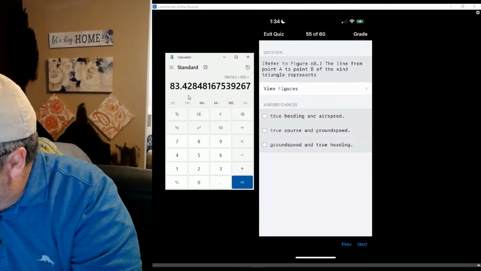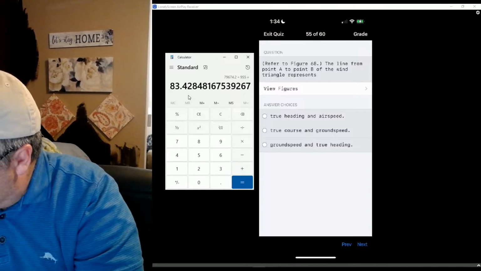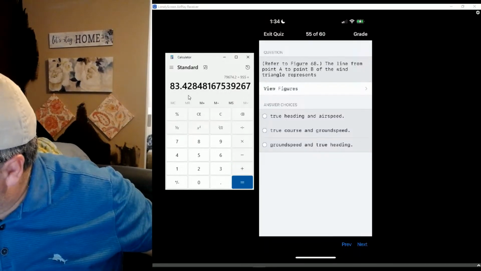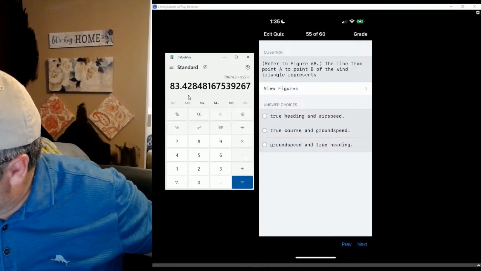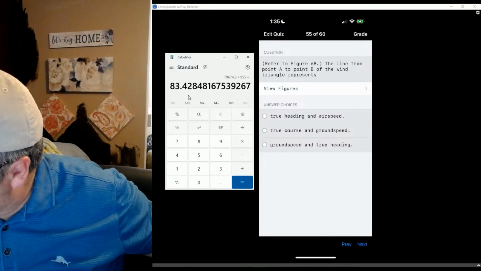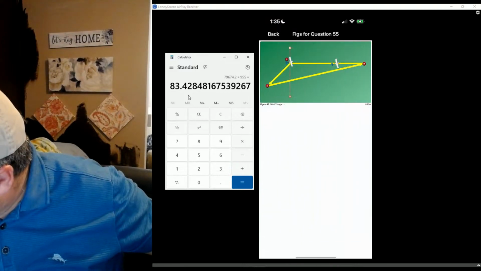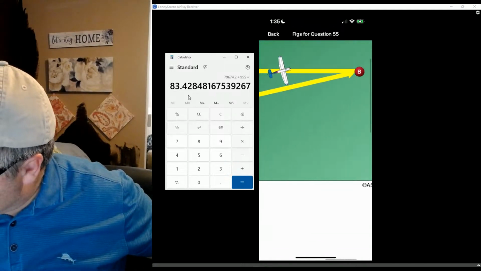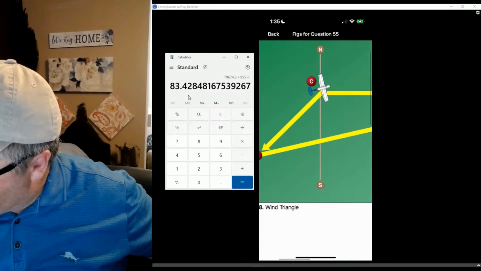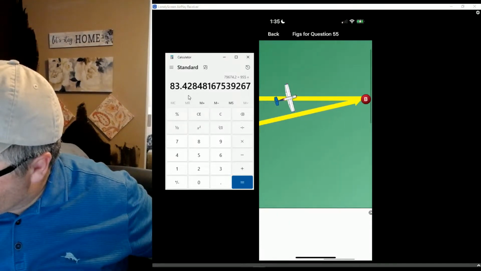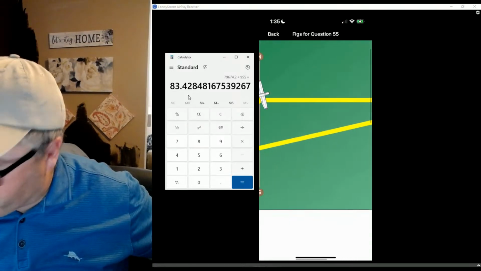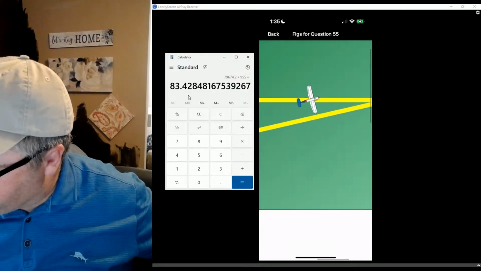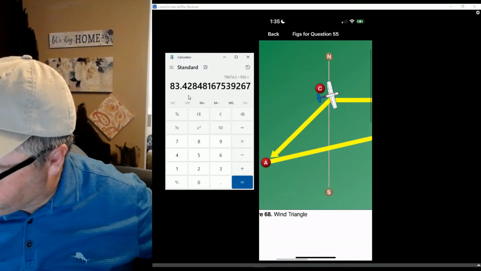Refer to figure 68. The line from point A to B of the wind triangle represents true heading and airspeed, true course, or ground speed. Okay, from A to B. So you can see here's the little airplane from C to B. That's where it's traveling over the ground. You need to use this wind triangle properly. That's your ground speed right there from C to B. But we're talking A to B.